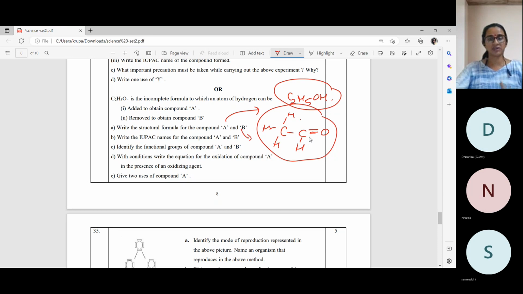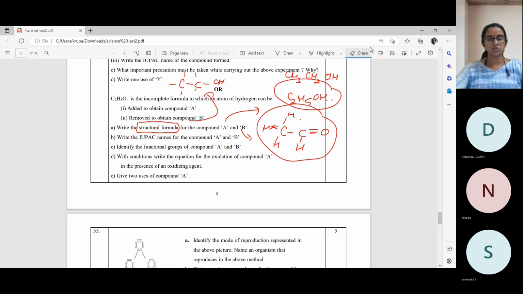When they say structural formula for A, please make sure you expand it, 2 carbons, and you draw the hydrogens. This is the structural formula. This is called molecular formula. And if you write CH3CH2OH, this is called the condensed formula. So when they are specifically asking for the structural formula, ensure you expand and show all the hydrogens, the bonding between the carbons and the double bond between carbon and oxygen. All of that has to be shown.